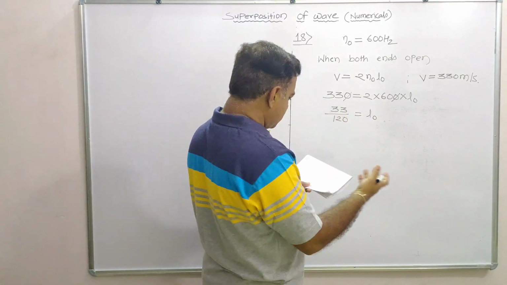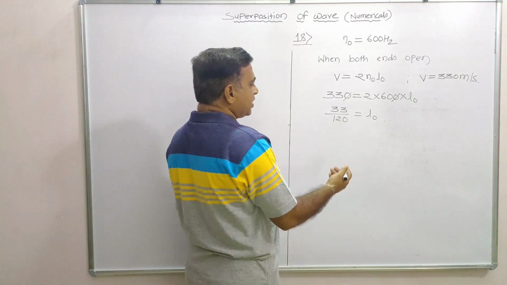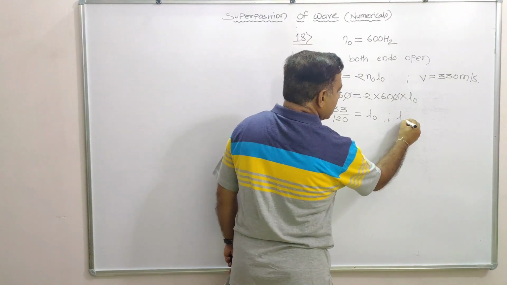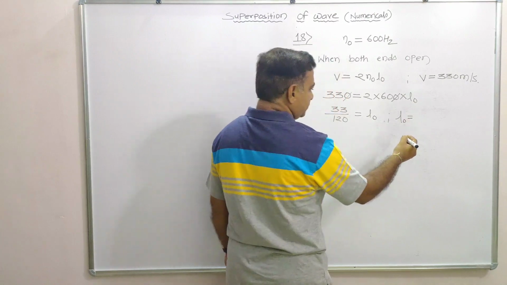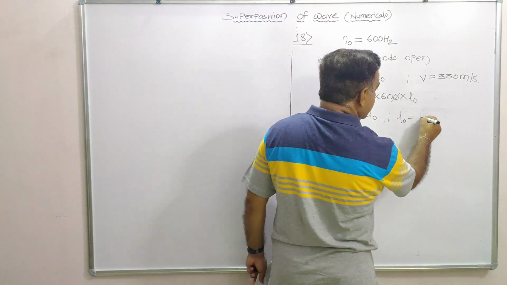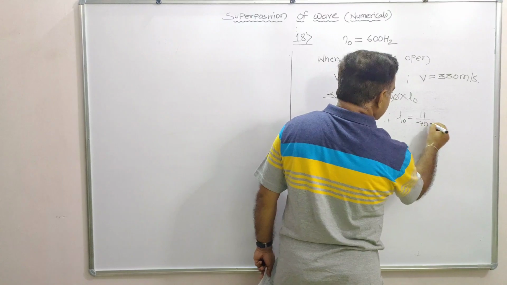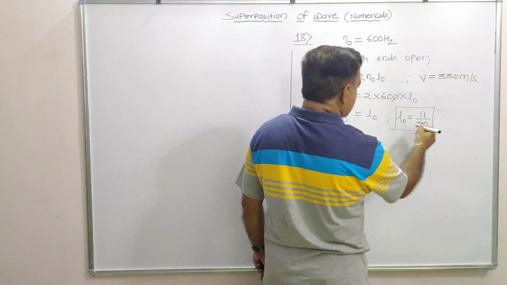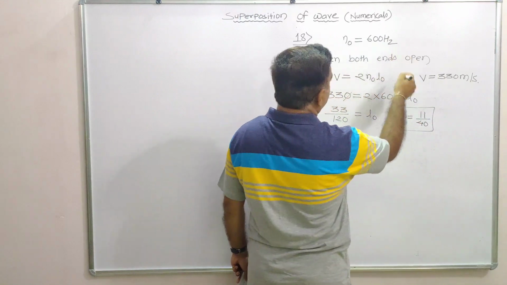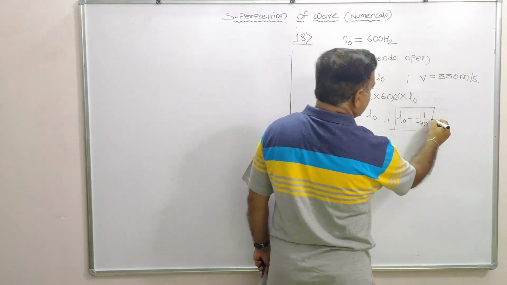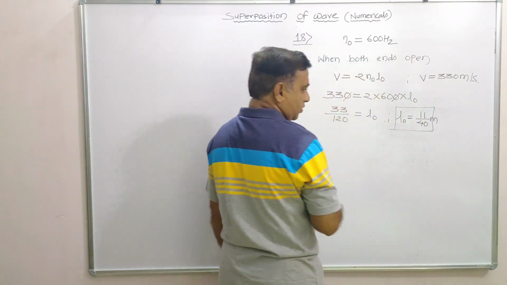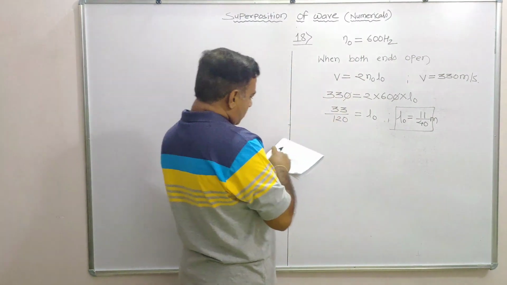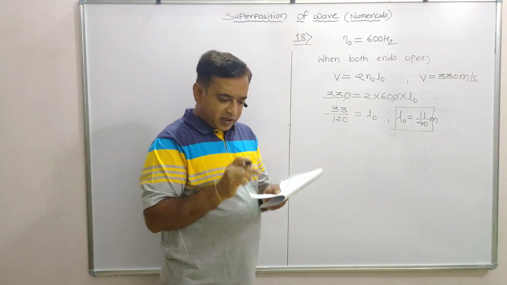Again we are going to solve that, and L0 comes out to be 11 divided by 40. We have to remember this. All these factors are in SI units, so this length is also in meter. We need to carefully read one more sentence.